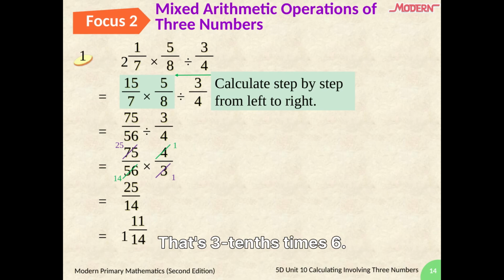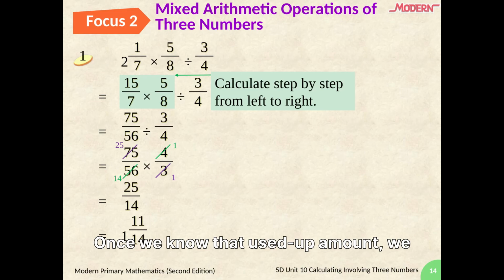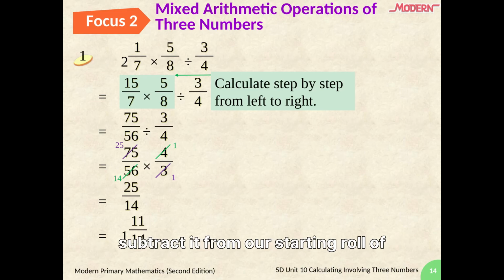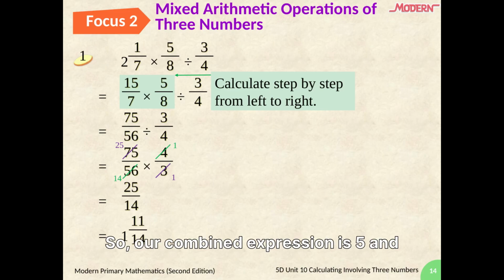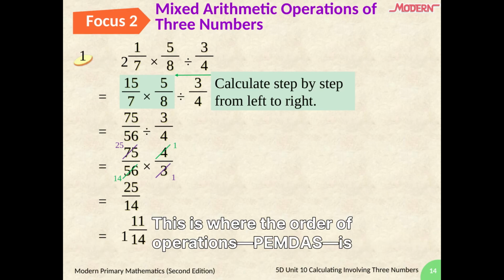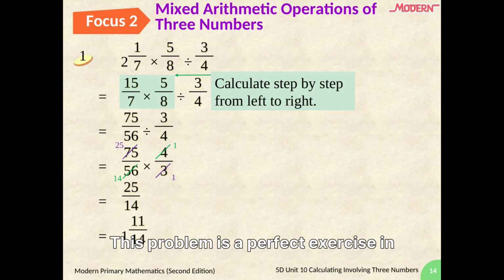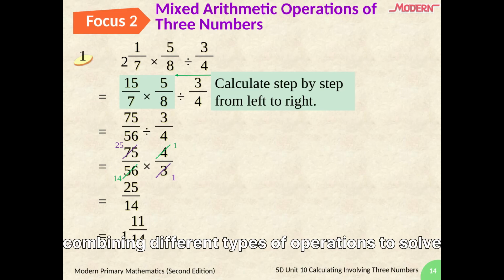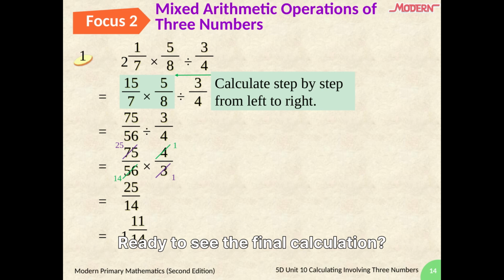That's 3/10 times 6. Look at the orange bars in the diagram. They show those 6 pieces perfectly. Once we know that used up amount, we subtract it from our starting roll of 5 3/4 meters. So, our combined expression is 5 3/4 minus the product of 3/10 and 6. This is where the order of operations, PEMDAS, is vital. Multiplication must come before subtraction. This problem is a perfect exercise in combining different types of operations to solve a single story. Ready to see the final calculation?